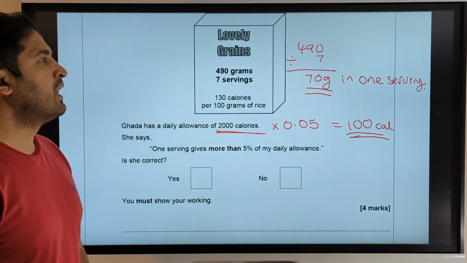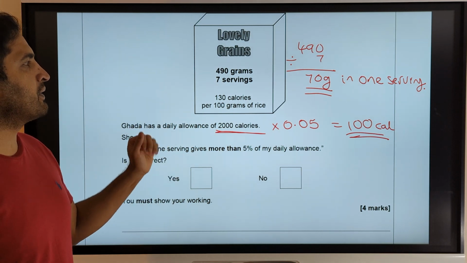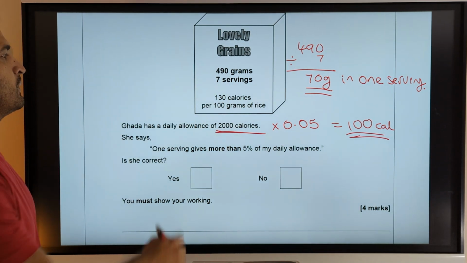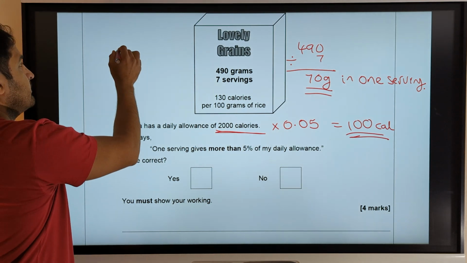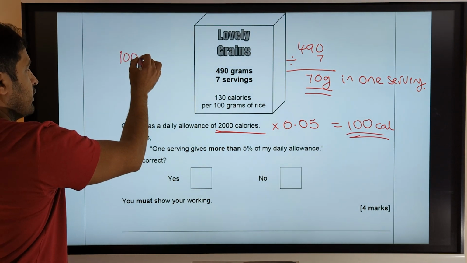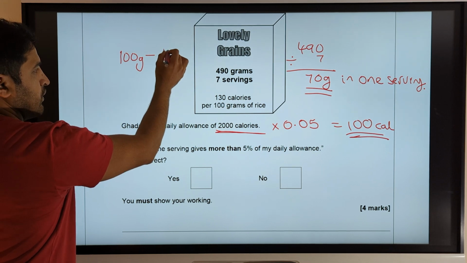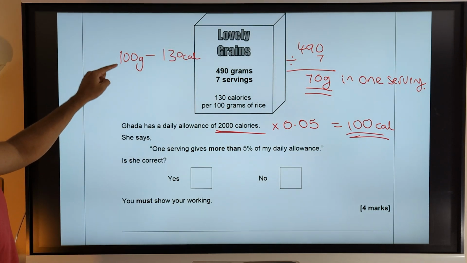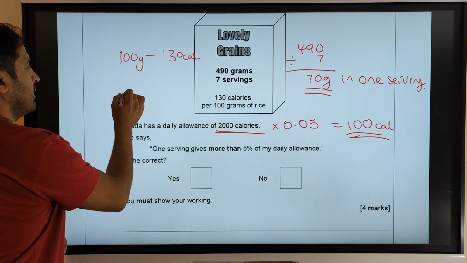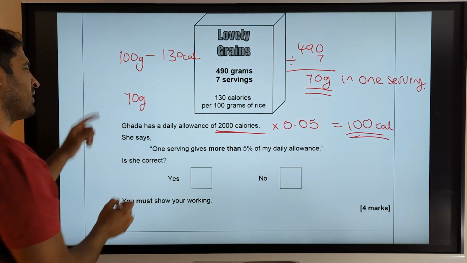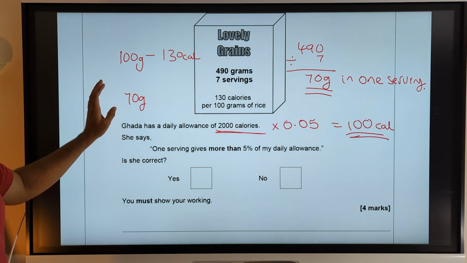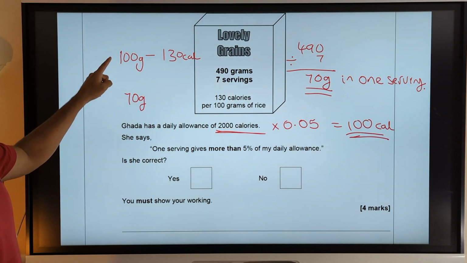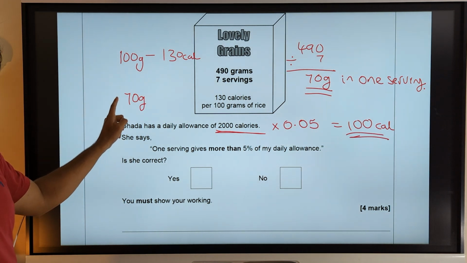Now we need to work out how many calories there are in 70 grams. So in 100 grams of rice, we have 130 calories. We're going to write that down here: 100 grams represents 130 calories. We need to go from 100 grams to 70 grams. You can go straight from 100 to 70, or you can go to 1 gram and then go to 70 grams. So I'm dividing by 100 and then multiplying by 70.